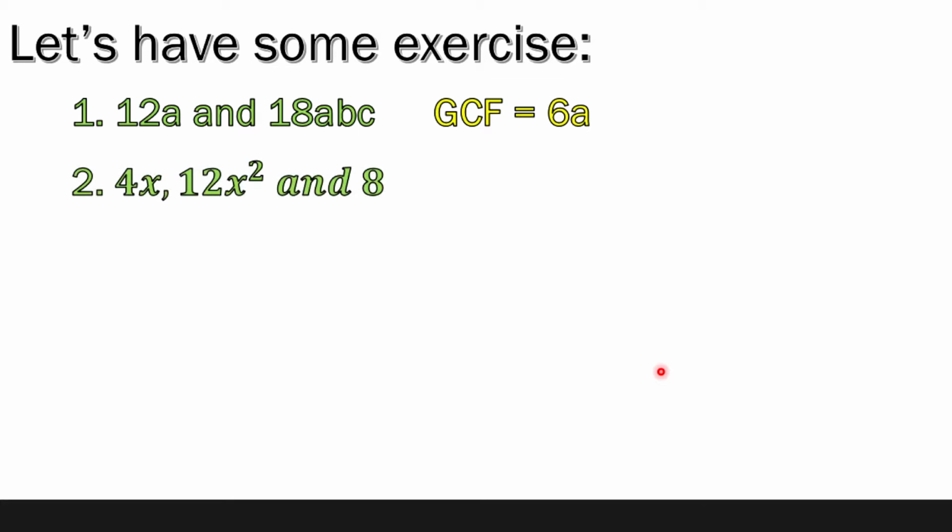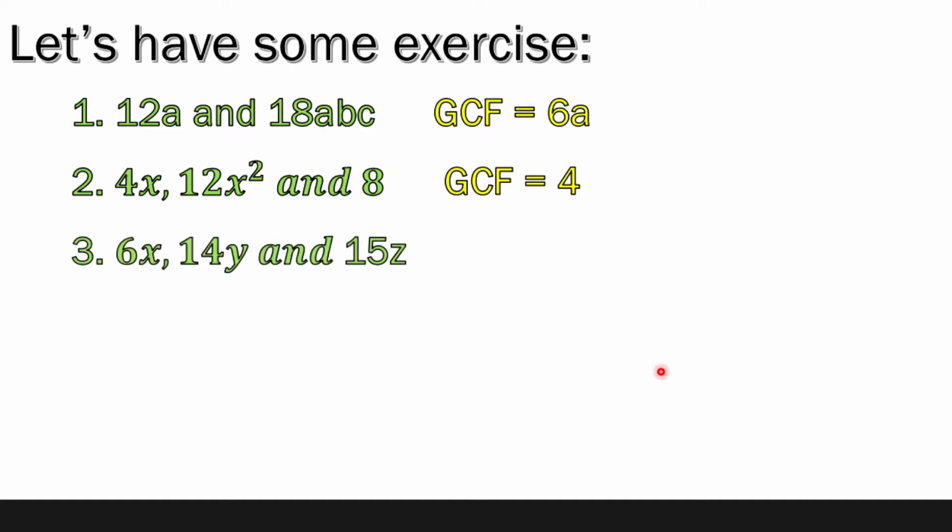Number 2, we have 4x, 12x squared, and 8. Ano kaya yung factor ni 4x? 2 times 2 times x ba? Ay, si 12x squared kaya. Tapos may 8 pa. Ano kaya yung factors nila? 5, 4, 3, 2, 1. The GCF will be 4.